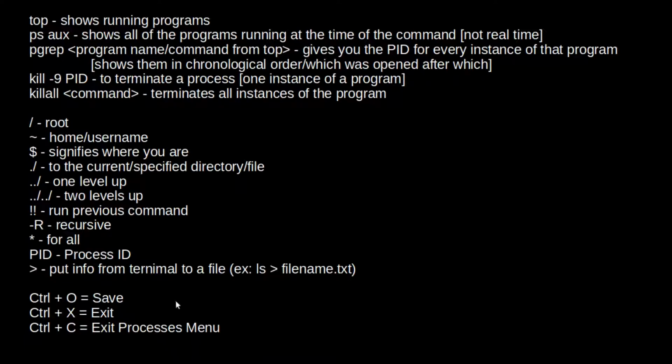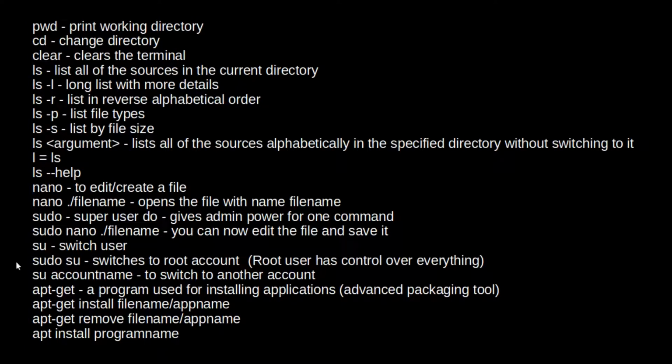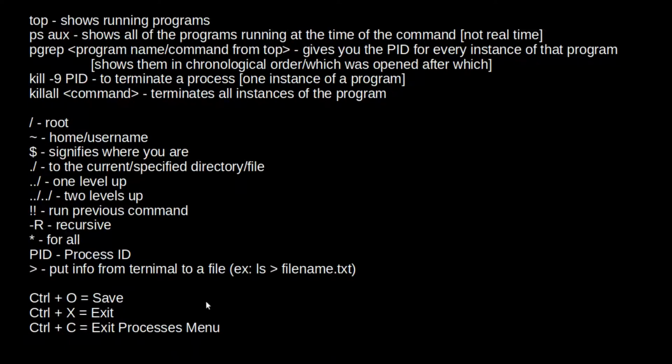Control and O is used to save information. So let's say you open the file with nano and you wish to save it, you can use Control and O. I think they tell you up arrow and O. This is what it means. It means Control and O. I've tried Control and S, it also saves.